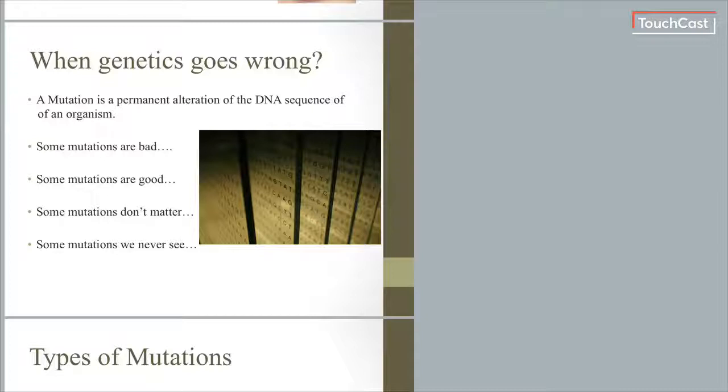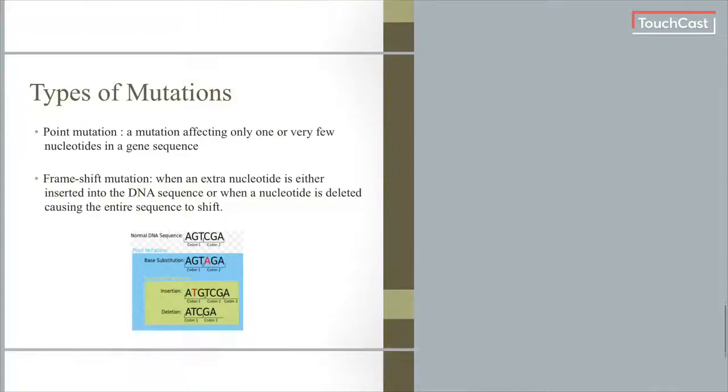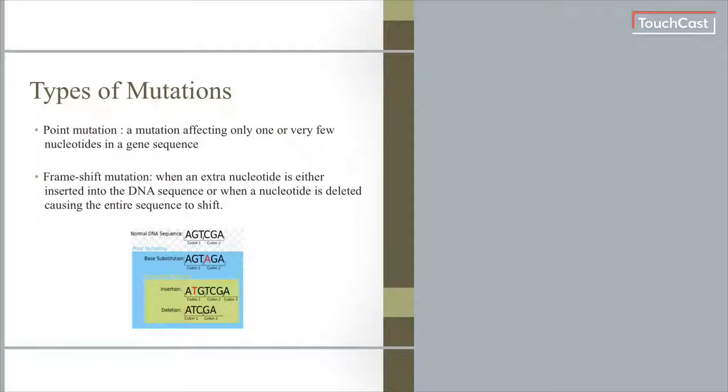Now that we've gone over the basics, let's talk about a few things that could happen if genetics go wrong. A mutation is a permanent alteration in the DNA sequence of an organism. Some mutations are bad, some are good, some don't matter, and some we just merely never see. There are different types of mutations, but we're going to talk about two different types.